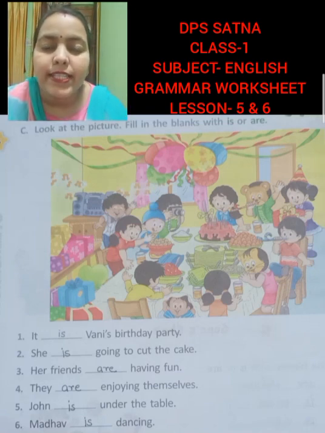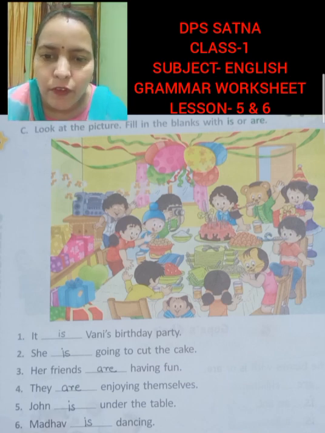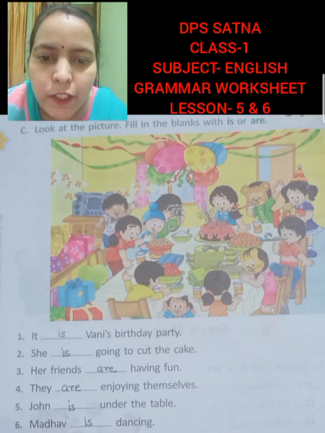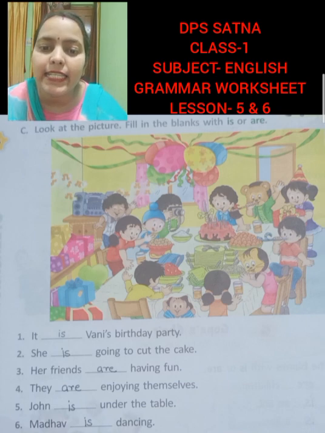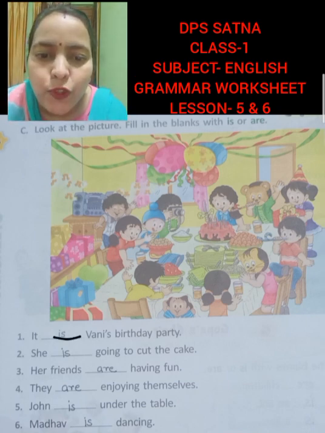Now students, in this exercise, what we have to do? Look at the picture, filling the blanks with is or are. Again, we have to fill the blank with is or are. So a picture is given for us. It dash Vani's birthday party. It is will come over here. Okay. She dash going to cut the cake.